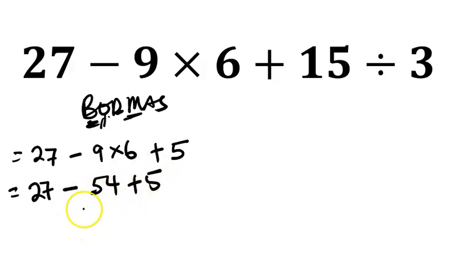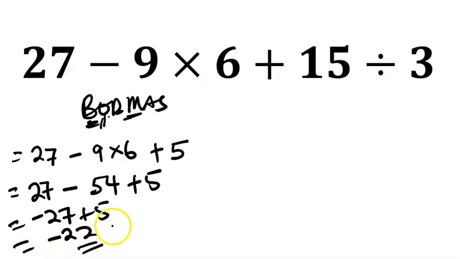Now with addition and subtraction, you can do either of them first. Now 27 minus 54, that's going to be minus 27, plus 5. So we are getting minus. So that is the answer.